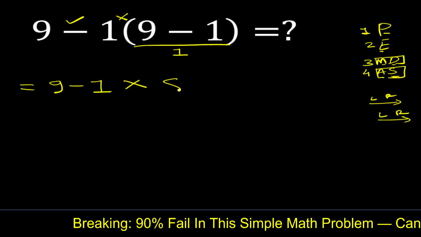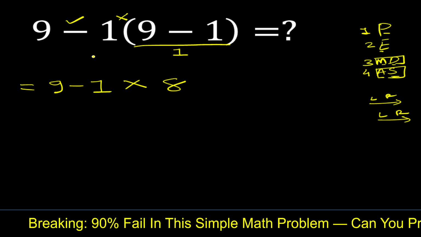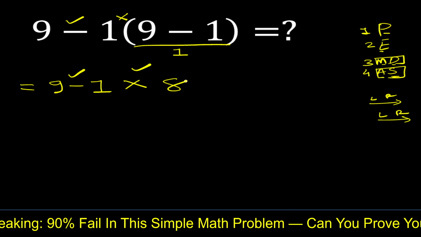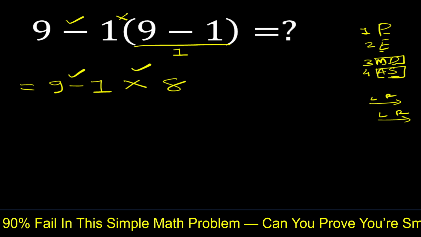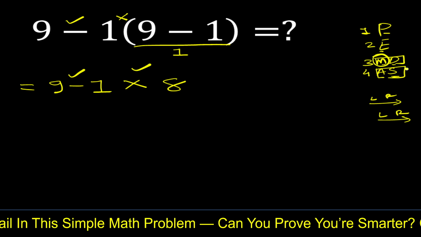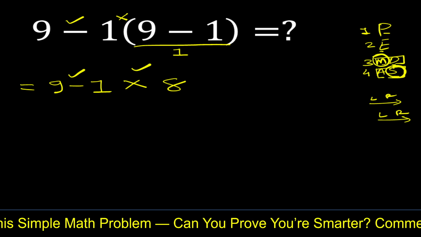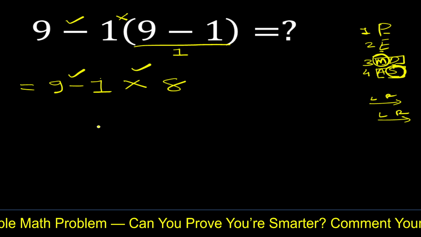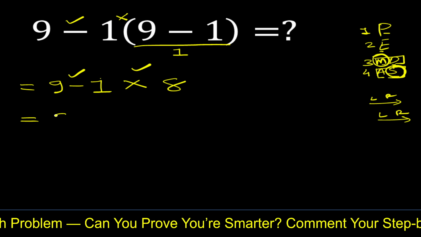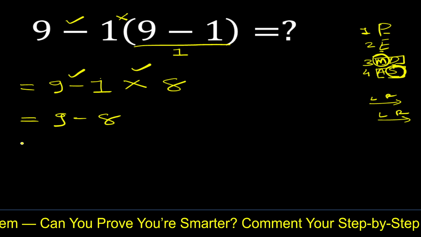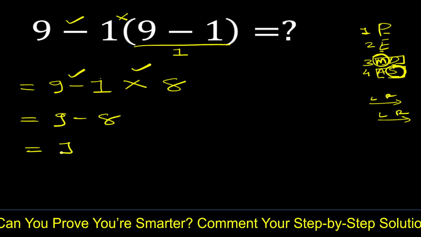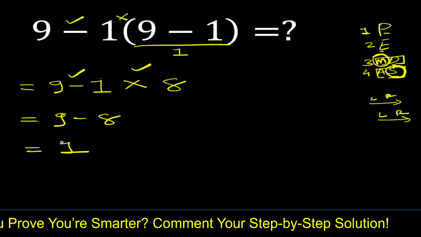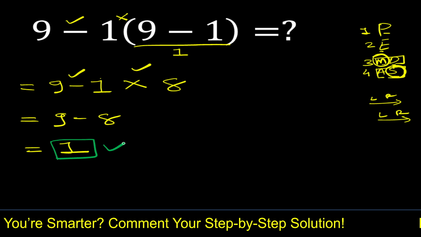9 minus 1 is equal to 8. So now here we have one subtraction and here multiplication. So according to the PEMDAS rule, first we have to solve multiplication and then we have to solve subtraction, right? So 1 multiply 8 is equal to 8. So 9 minus 8. Now 9 minus 8 is equal to 1. So the correct answer is 1, right?